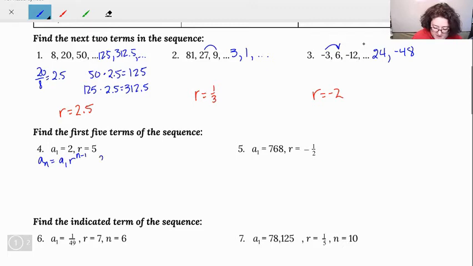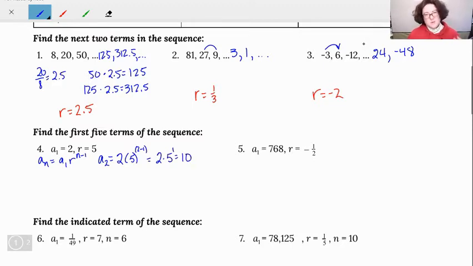So we could find a sub 2, our second term. Our a sub 1 was 2. Our common ratio was 5. And we're going to raise that to the n minus 1, so 2 minus 1. In other words, 2 times 5 raised to the first power, or just 5, and that's 10.